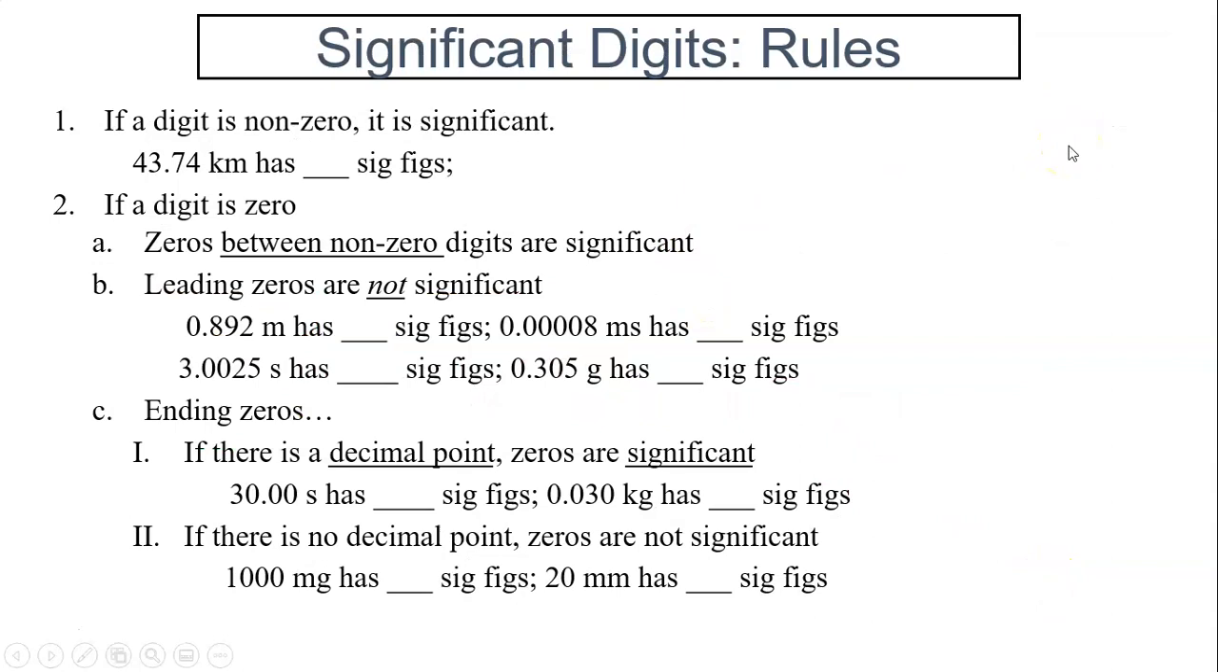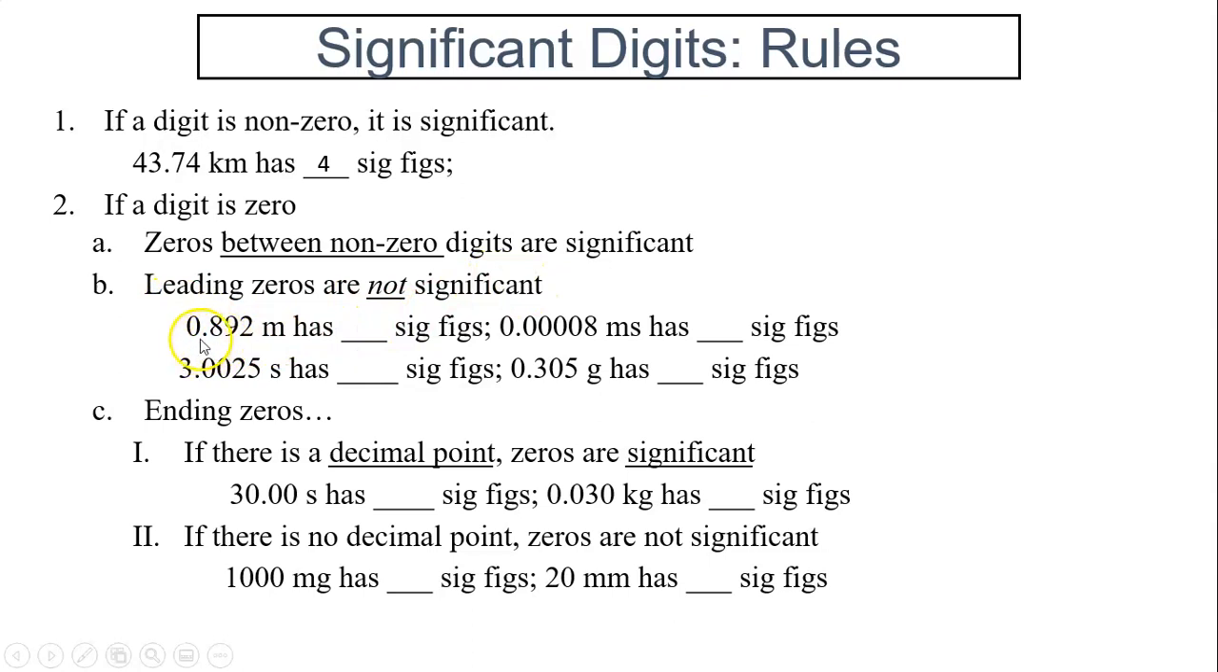For significant figures, there are rules. When you're given a number, you're supposed to figure out how many significant figures are in that number. So the first one, when the digit is not 0, then all the digits are significant. So this one has 4 significant figures. But when the digit is 0, it has 3 cases. First, any 0 between non-zeros is significant. And leading zeros are not significant.